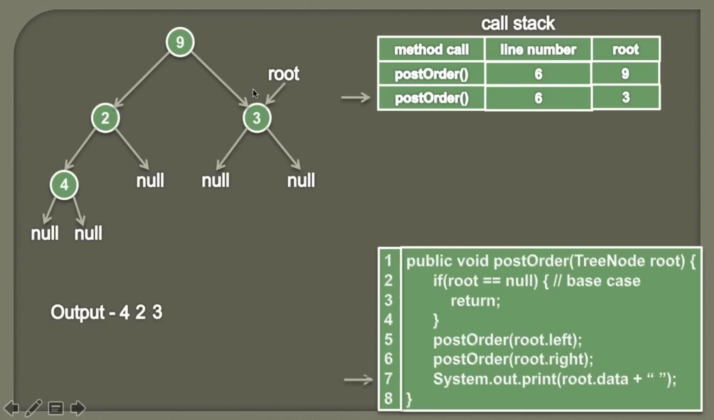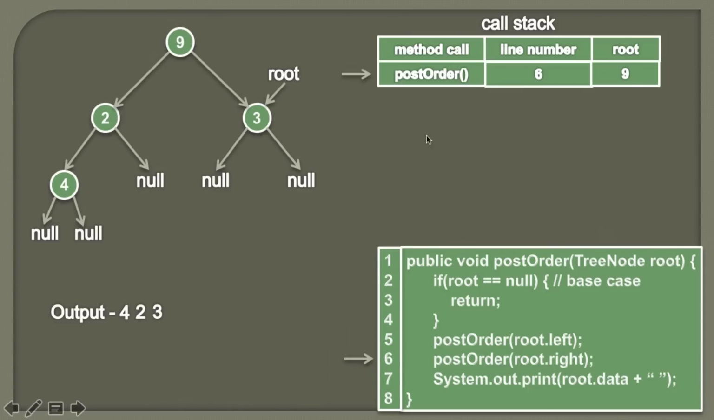Moving ahead. And once we reach the line number 8, we know that we have successfully executed this post order method. So this method will be removed from the call stack and the point of execution will reach to this post order method. And we also know that we had left this post order method from the line number 6 and at that time the root was actually 9. So we are starting from the line number 6 and we know that we had left this method when the root was pointing to 9. So therefore now root will point to 9.